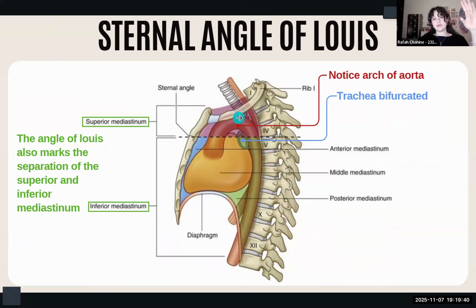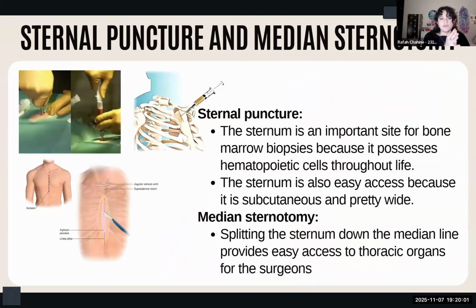What other significance does the sternal angle of Louis have? It separates the mediastinum, which is another lecture we're going to get to in a bit, into the superior mediastinum and the inferior mediastinum. So if they ask at what level the superior mediastinum ends, you're going to say at the level of the sternal angle of Louis at T4, T5.